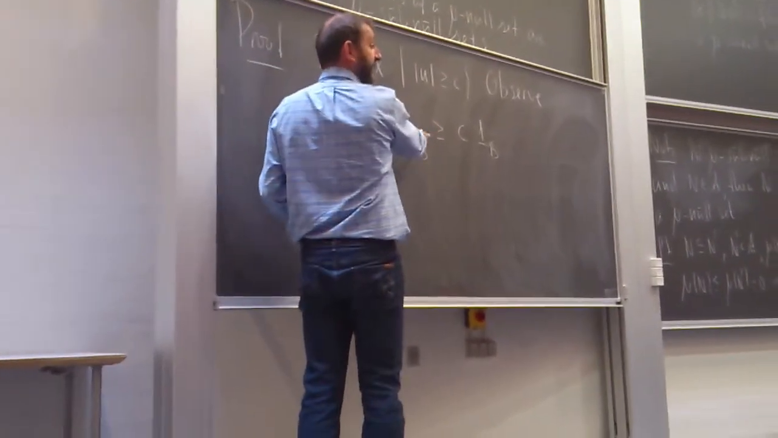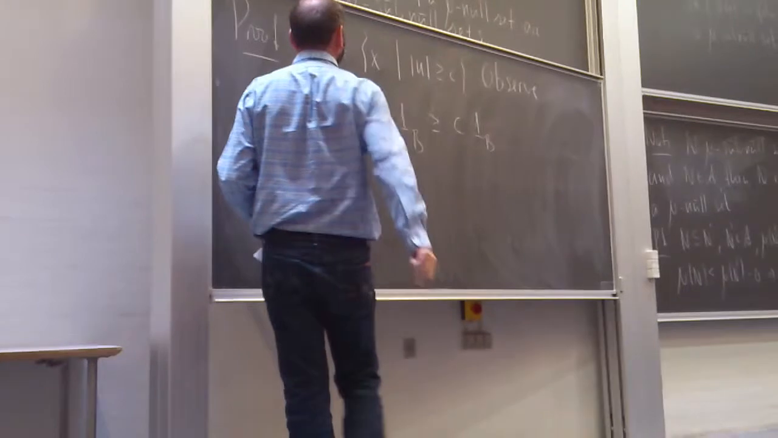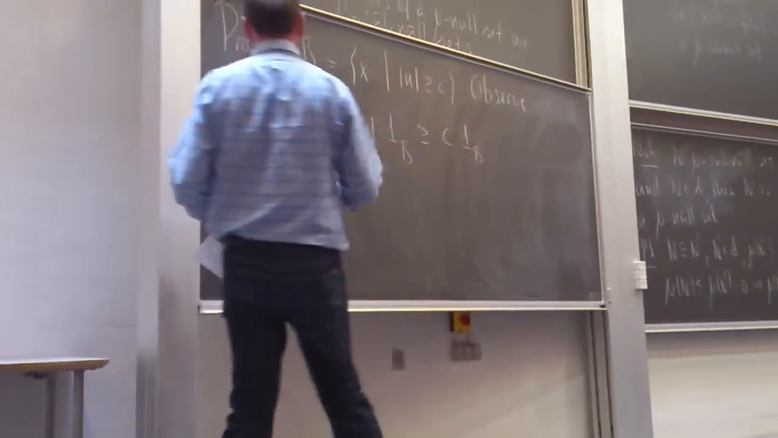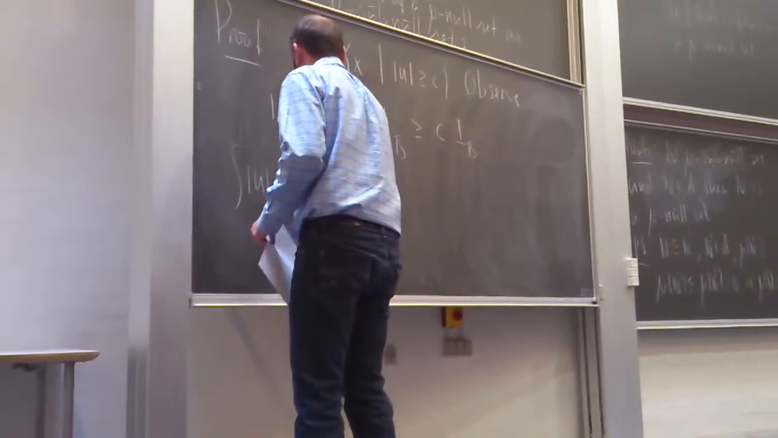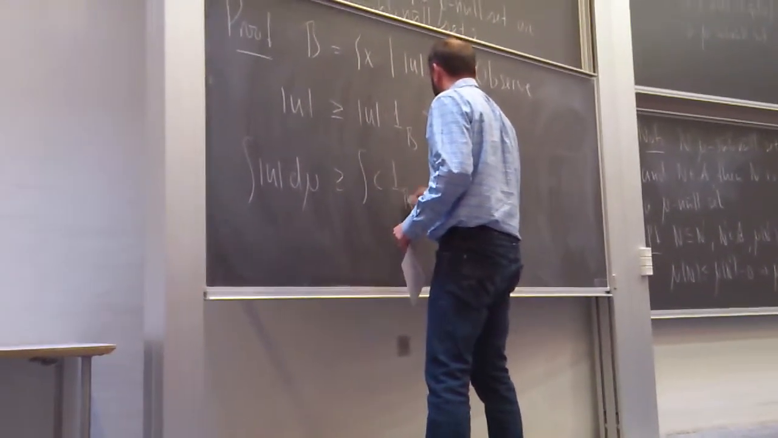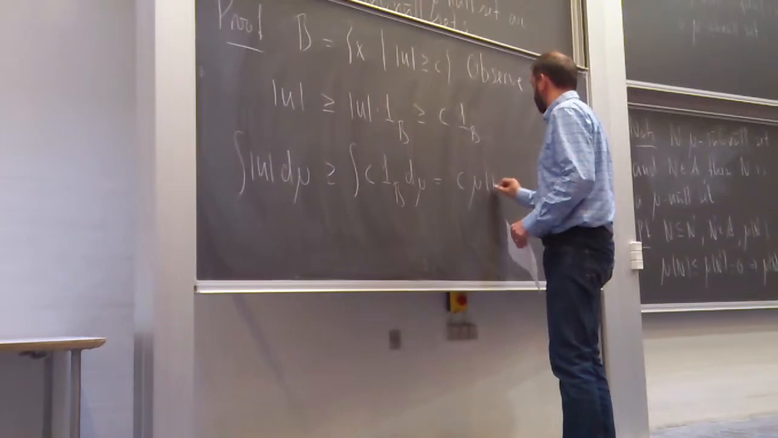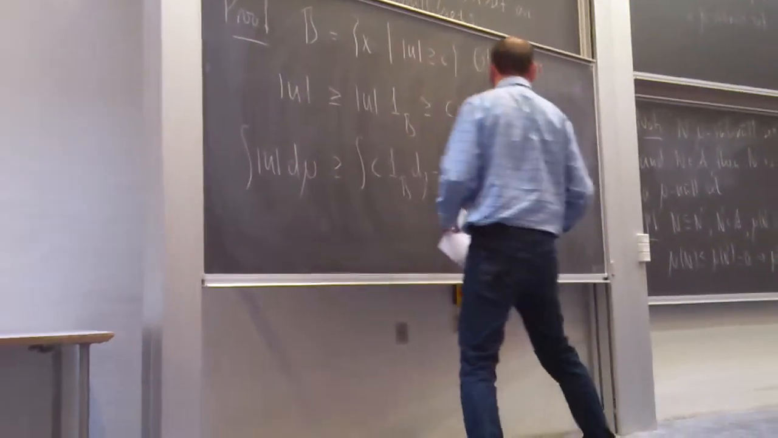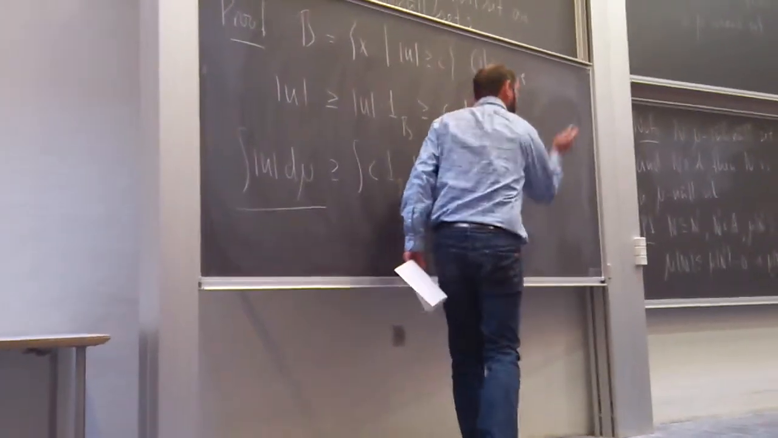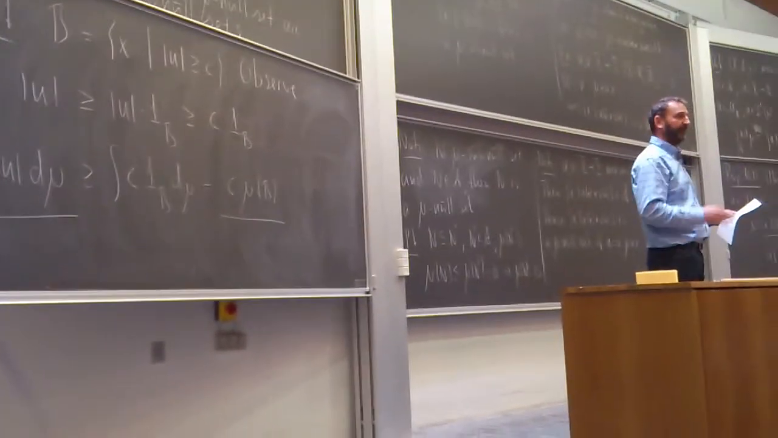Also, this function here is between 0 and 1. So this is less than or equal to the absolute value of u. So we have this very useful inequality. That means that the integral over u, because the integral is monotone, is greater or equal to the integral over c times the indicator function of b. And this is by definition, take c outside, we get c times mu of b. And then we have found this is precisely the inequality we have. You just divide by c.